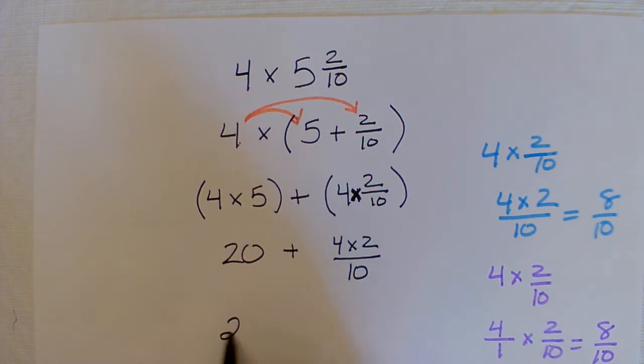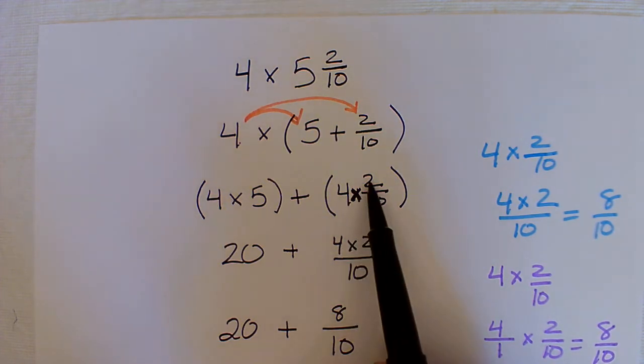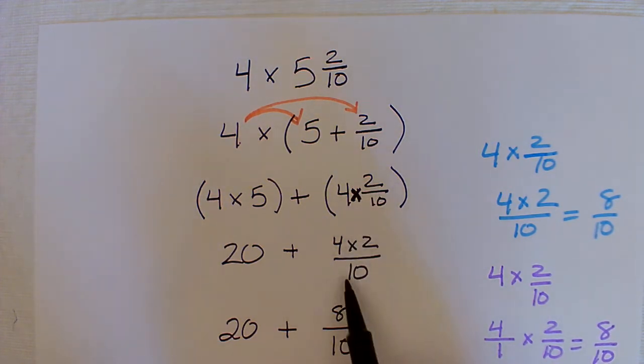So then I end up with 20 plus, and 4 times 2 is 8 tenths. So we have 4 times 2 over 10. We brought it here. Now we're here. And then we just have to put this together. And what we end up with is 20 and 8 tenths as our answer.